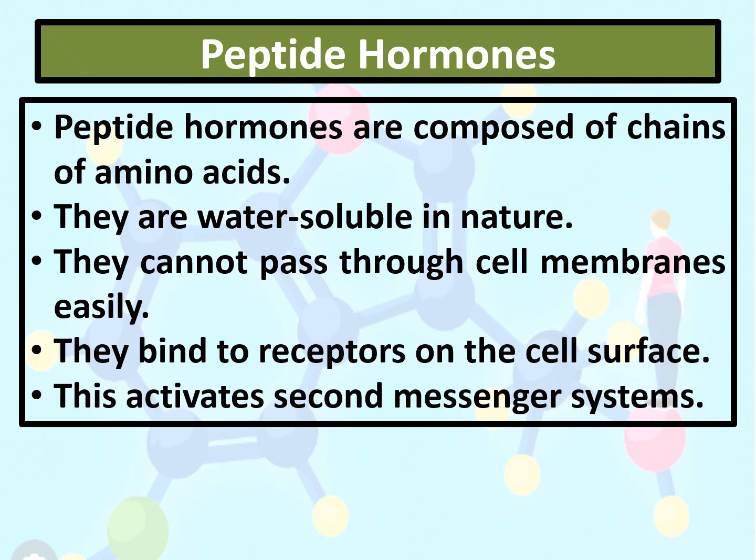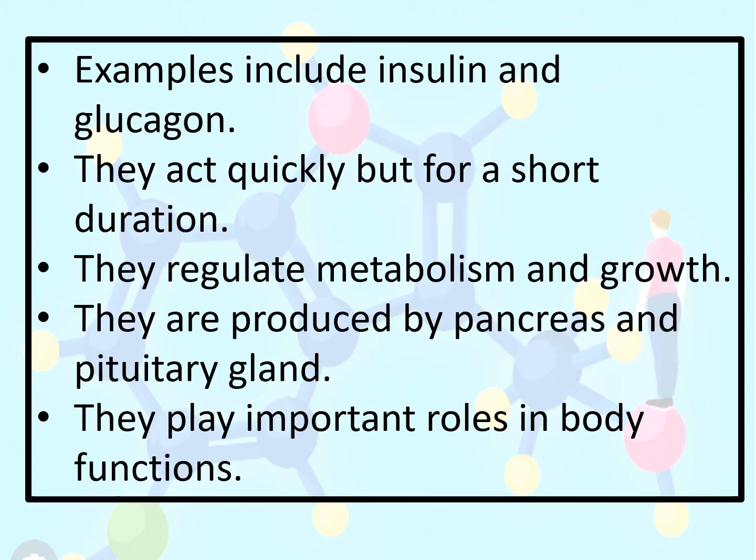Since they cannot pass inside, these peptide hormones bind to the receptors present on the cell surface, and then they activate the secondary messenger systems. Once again, peptide hormones are made up of amino acids and are water soluble. Now, what happens when they reach a particular organ? It cannot cross the cell membrane and go inside the cell. So it binds only on the periphery, that is the outer surface of the cells. Then this activates the secondary messenger systems below the cell membrane.